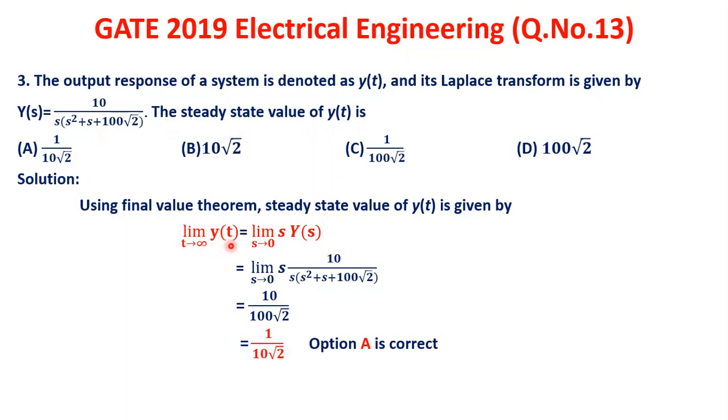So limit t tends to infinity, y of t is limit s tends to 0, s times y of s. So y of s is substituted. So s cancels. So s square is 0, 0. So 10 by 100 root 2. So 10, 100, if you cancel 1, 10. So 1 by 10 root 2. So option A is correct.